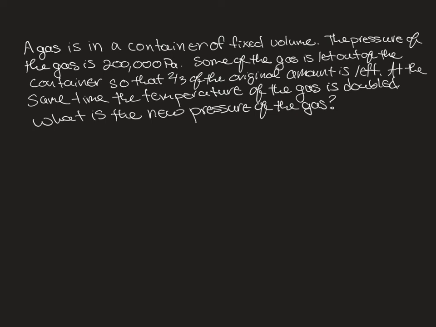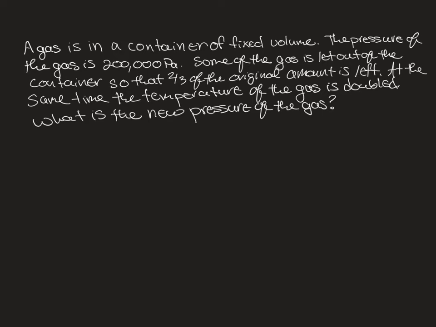In this video, we're going to do the problem: a gas is in a container of fixed volume. The pressure of the gas is 200,000 pascals. Some of the gas is let out of the container so that 2/3 of the original amount is left. At the same time, the temperature of the gas is doubled. What is the new pressure of the gas?